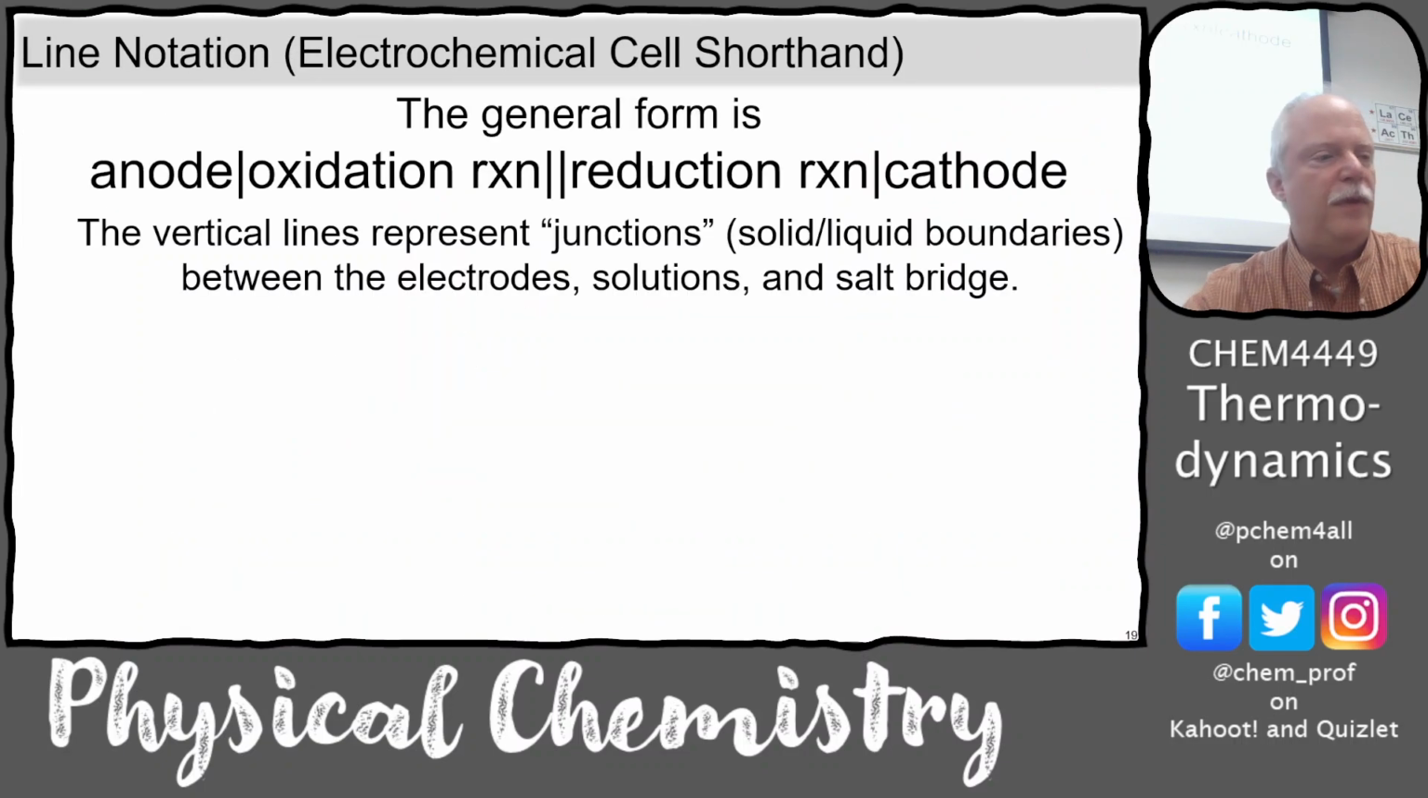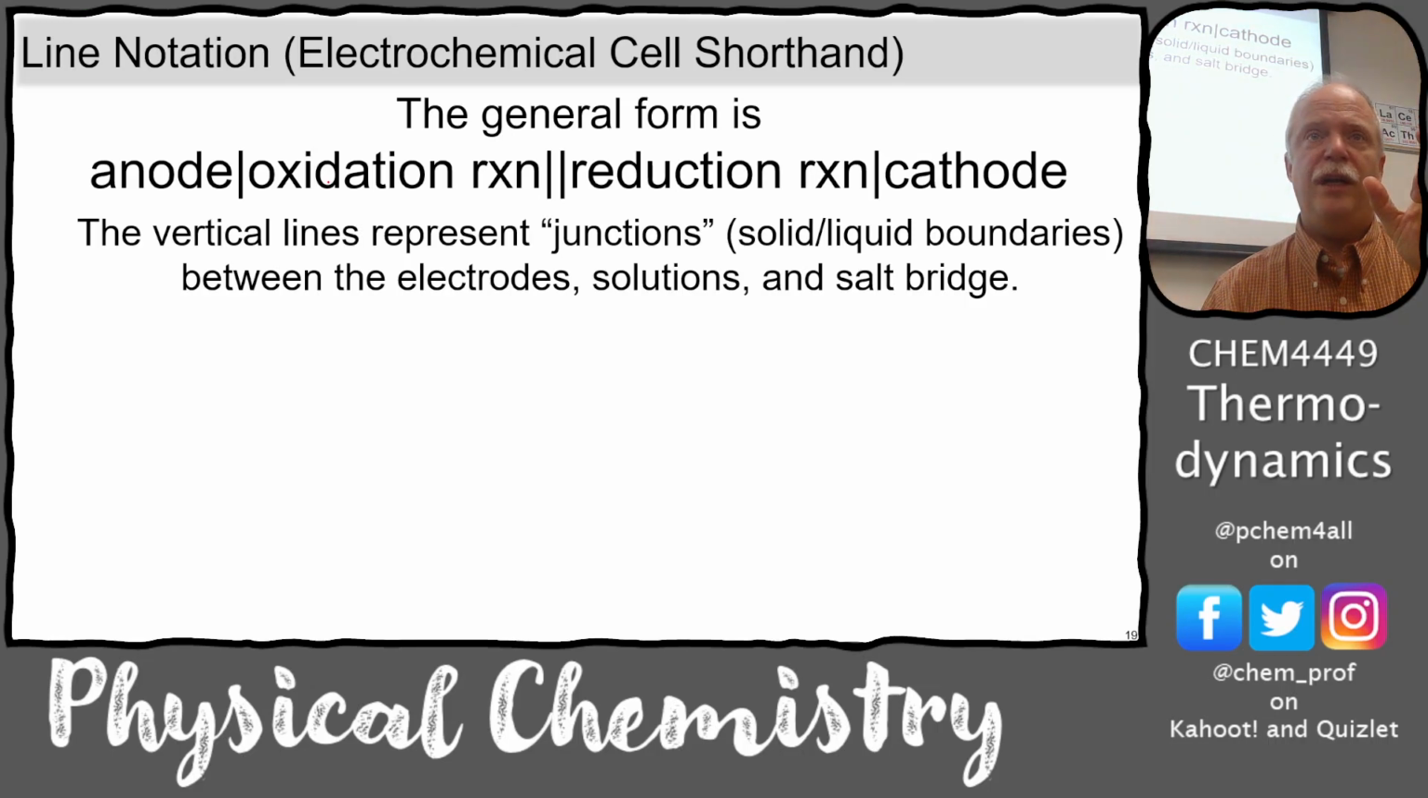Now, this is a little bit an addition onto what you've learned before. I don't think they teach line notation in the freshman course. And this is how it's written out. So it's always anode first. And then these little vertical lines represent junctions. And so there's a junction between the solution and the electrode. And so there's a line there.